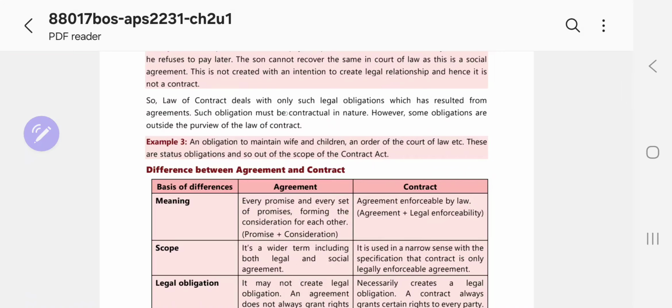So, the law of contract deals with only such legal obligations which have resulted from agreements. Such legal obligations must be contractual in nature. However, some obligations are outside the pure view of the law of contract. Example, an obligation to maintain wife and children, an order of the court of law, etc. These are status obligations, so out of the scope of the Contract Act. So the obligation to maintain wife and children is a status obligation, so this is out of the Contract Act. This is not part of the Indian Contract Act 1872.